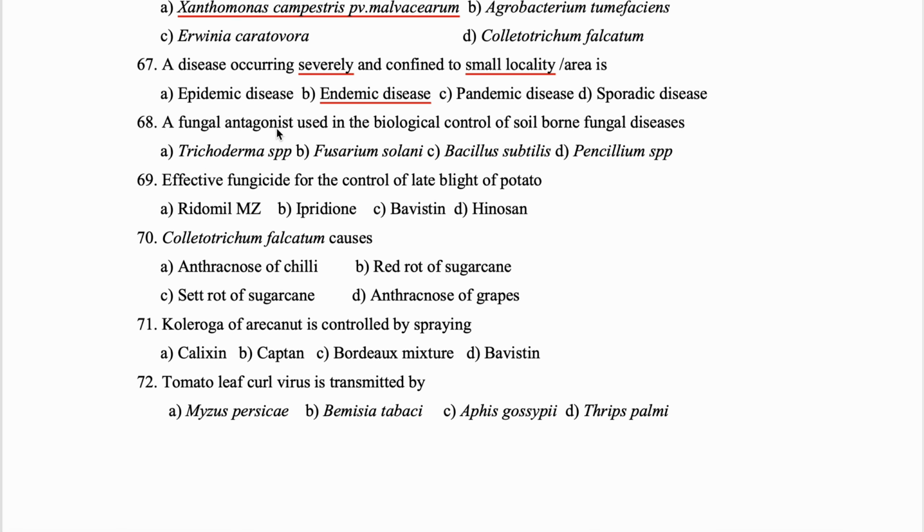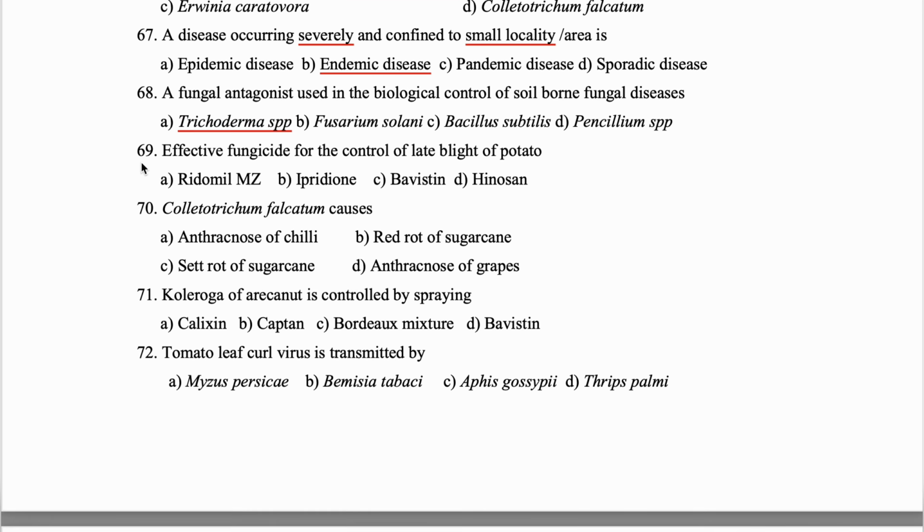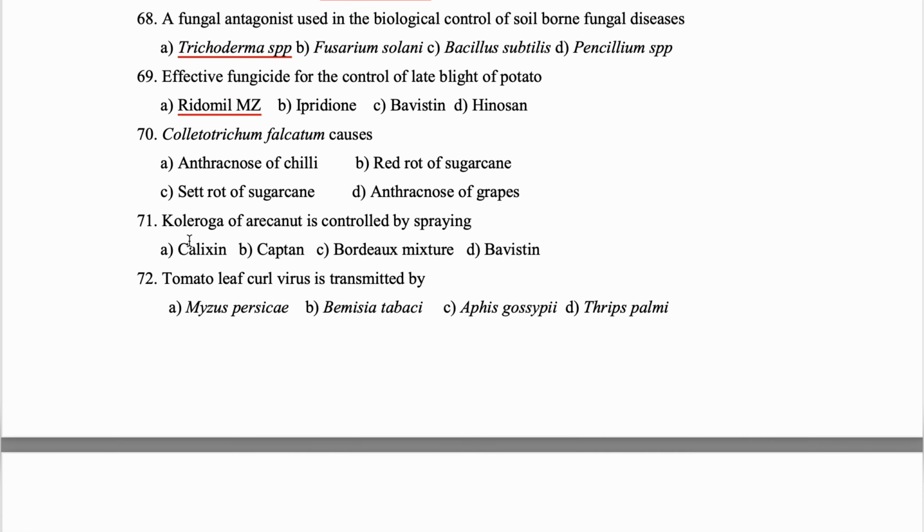68. A fungal antagonist used in the biological control of soil-borne fungal disease. No question asked, it will be Trichoderma. Question 69. Effective fungicide for the control of late blight of potato. It is Ridomil. 70. Colletotrichum falcatum causes anthracnose of chili. Okay.